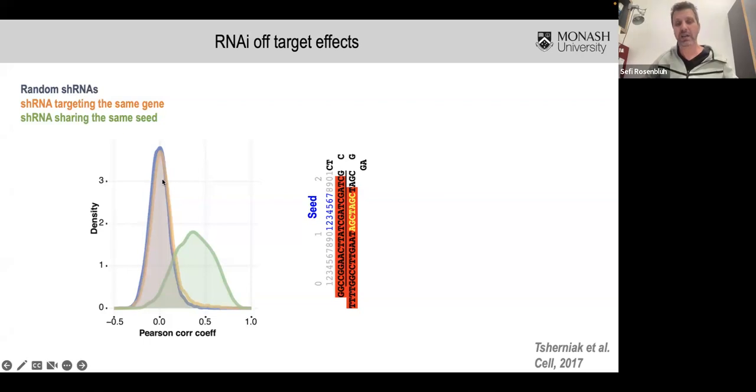And if you ask two shRNAs that were designed to target a similar gene, what are they similar to? The answer is that there's a seed region, an shRNA seed region. It's 7 nucleotides, that probably have this microRNA-based effect, and two shRNAs that were actually designed to target completely different genes, but share that seed sequence, have a very similar phenotype.